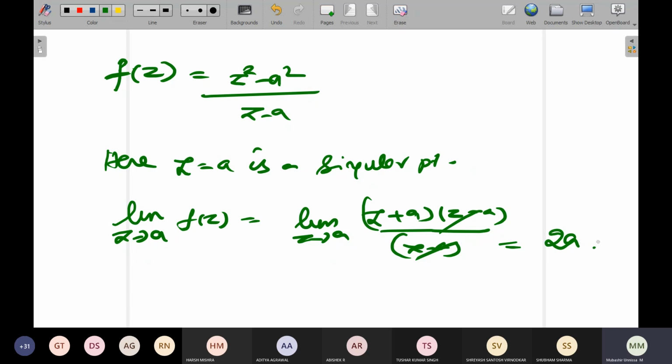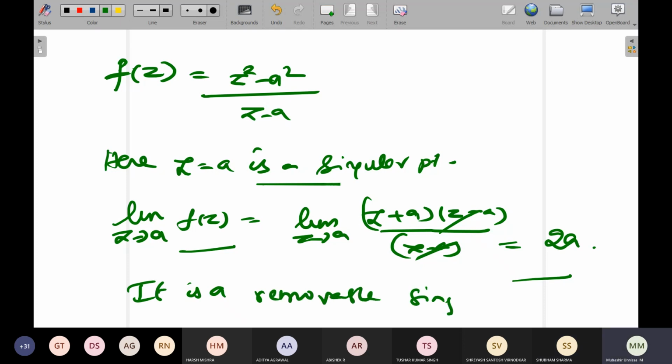So now what do you understand? z is equal to a is a singular point and the limit of the function exists. So what type of singularity is it? It is an isolated singularity as well as a removable singularity. Write down, it is a removable singularity.